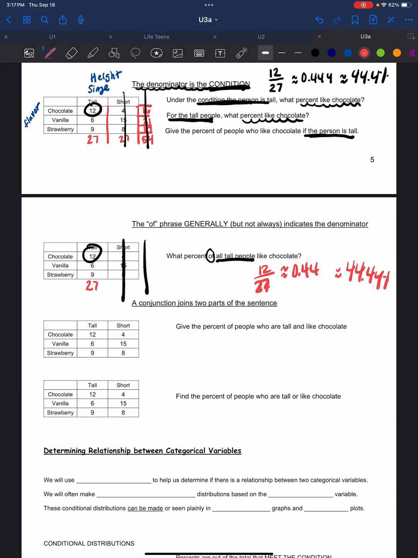All right, so that's not bad. So the phrase "of" shows you what's going to go in the denominator portion, and then what you're looking at is also hidden in there.